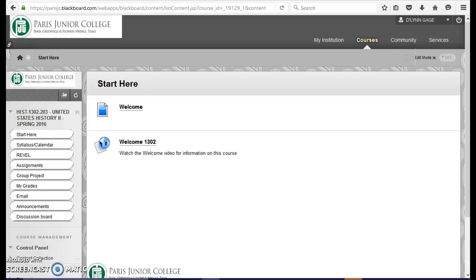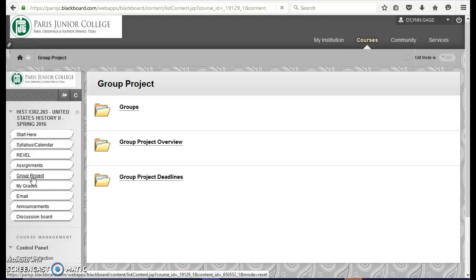Okay, so here we go with a group project. Starting out on, of course, our home page, our Start Here page, and if you look over on the left-hand side of your screen, you'll now see that there's a Group Project tab. If you click on that, it's got all of the important information.